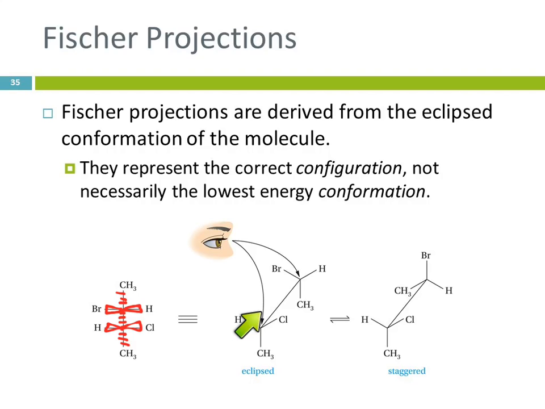Now, this is not the preferred configuration of this molecule. It's going to want to be staggered instead. But the staggered eclipse thing is just a rotation, and that happens, and so we're just choosing to look at it in the most convenient way.